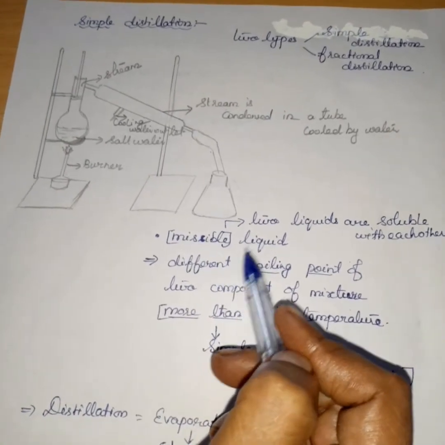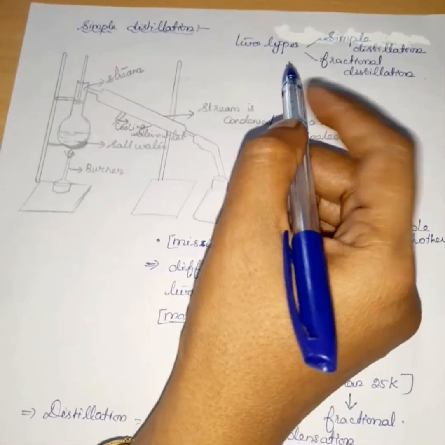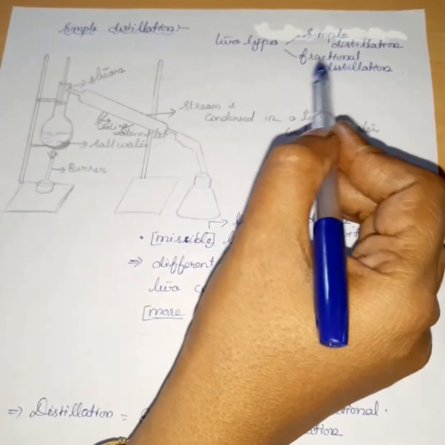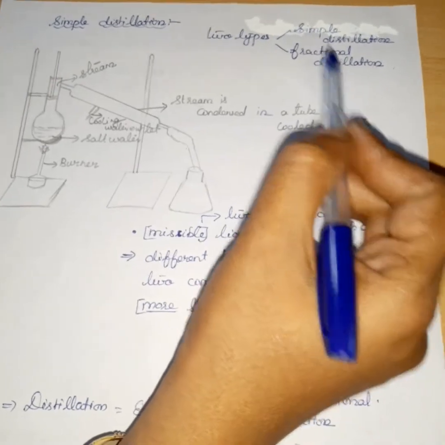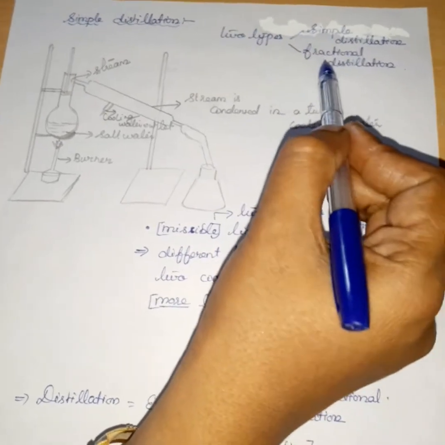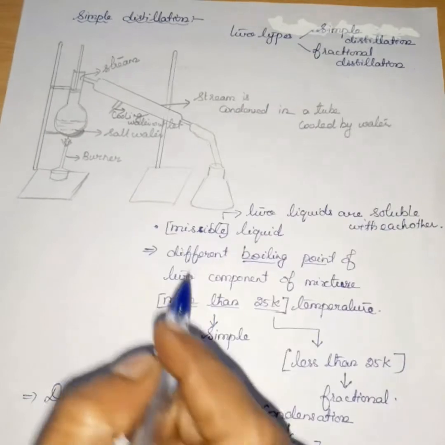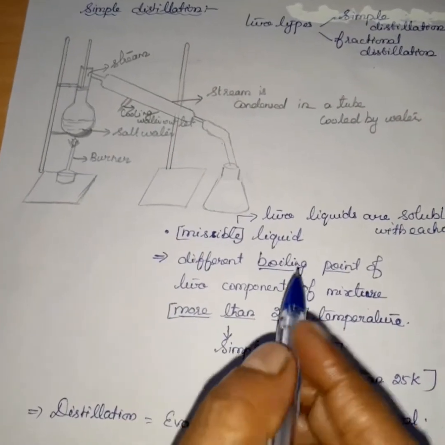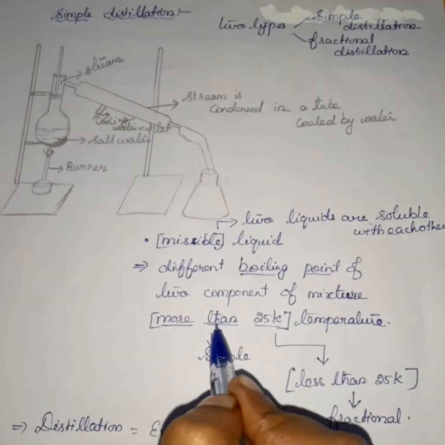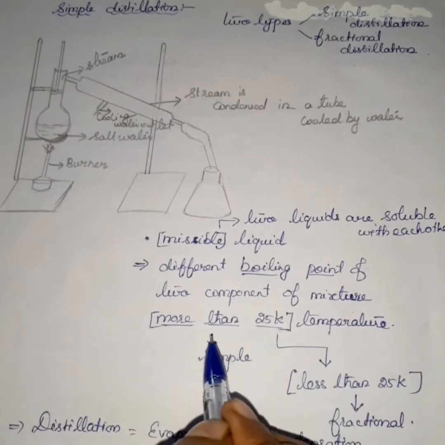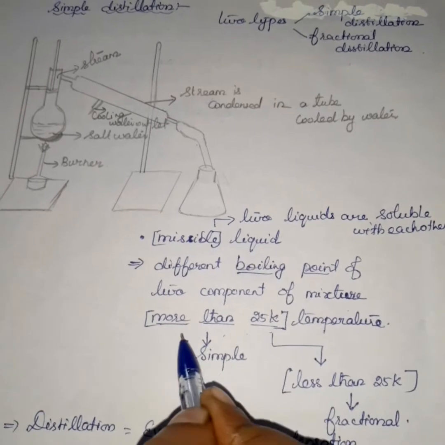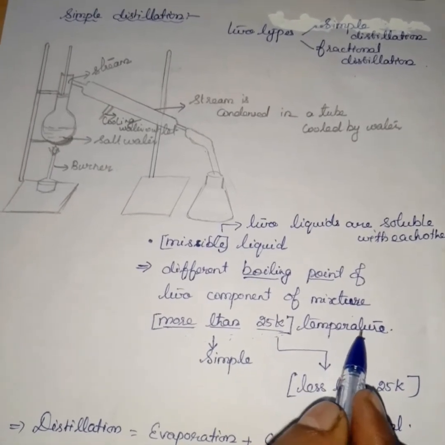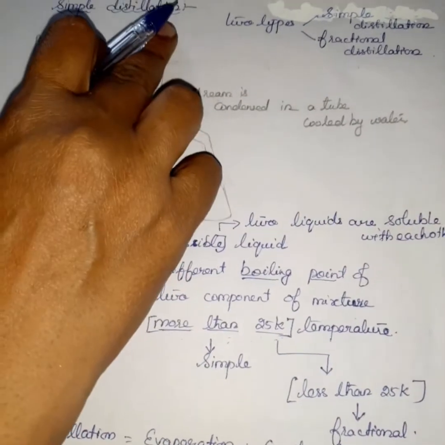Now listen, there are two types of distillation process. The first one is simple distillation and the second one is fractional distillation. Simple distillation is used when the boiling points of the two components of the mixture differ by more than 25 Kelvin. We use this separation method at that temperature difference.